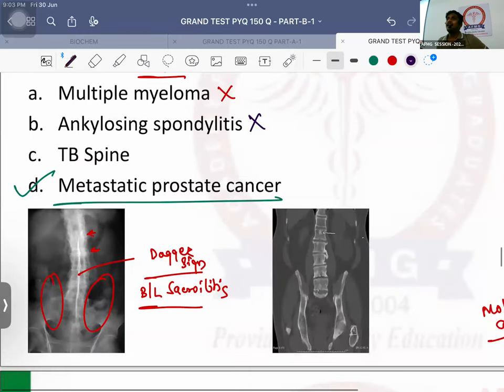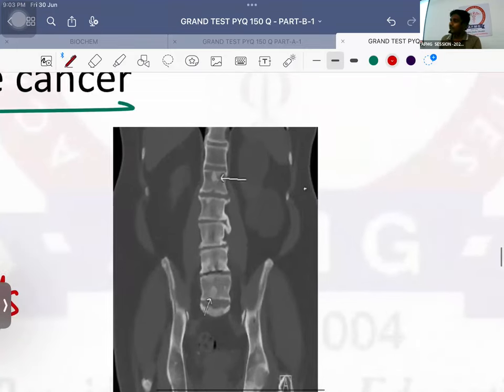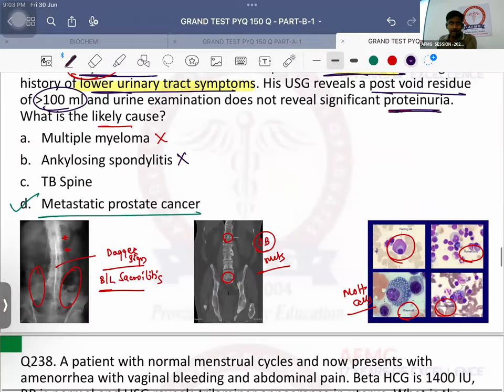Important. Drug of choice are NSAIDs. If they do not respond, then we will go for infliximab. No issues with this? Please remember, this is a case of metastatic prostate cancer. Which type of metastasis is seen? Osteoblastic or osteoclastic? Osteoblastic. Rather, the most common cause of osteoblastic metastasis in the body is prostate cancer.